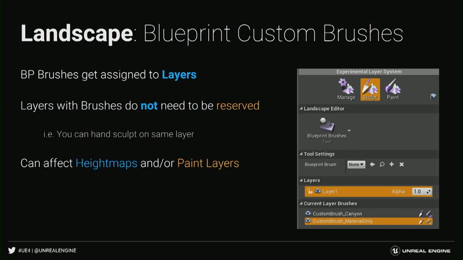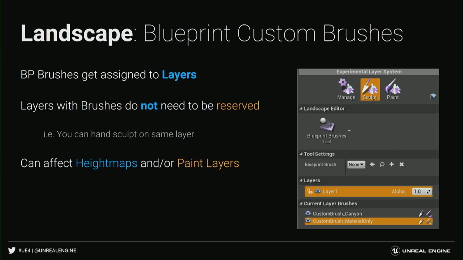So the blueprint brushes work with the layer system. Whenever you add a brush, it goes to one layer or another. Unlike splines, they don't require the layer to be reserved for that purpose. You can actually add them to a layer and then still hand paint in that layer. Although right now, I believe that the brush is kind of in the higher priority of the two.